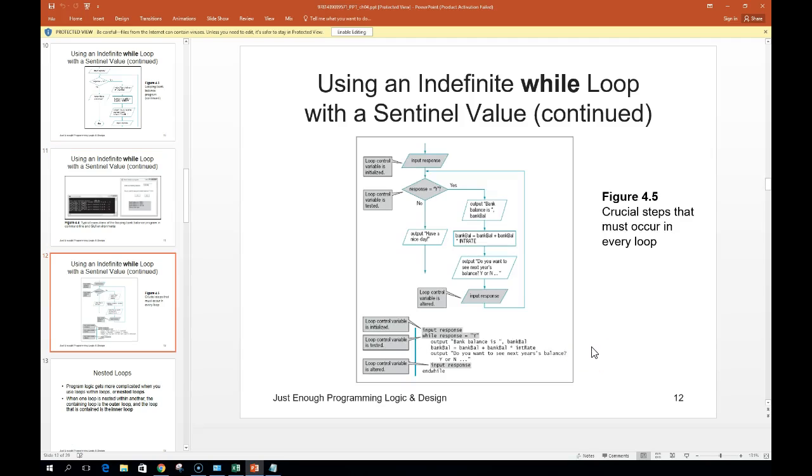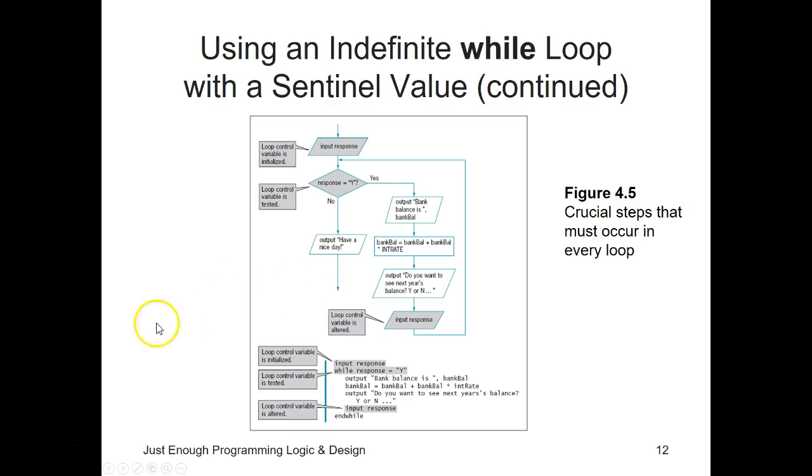So let's see if I can make this bigger. So in this particular case, that loop, there's several different pieces we need to make sure we have in there. So that input response, right up here, we have to initialize that variable. So here we're getting a response from them. The customer has to say either yes or no. They're choosing whether to initiate that loop. If they say no, then it's going to exit out and say, "Yep, have a nice day."